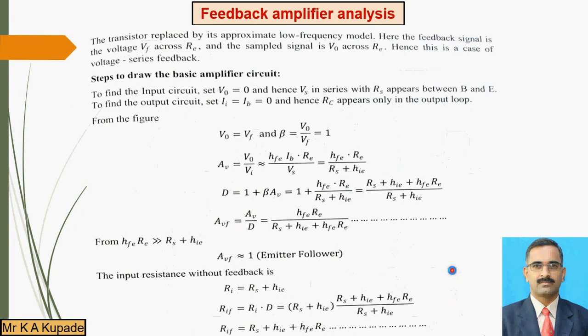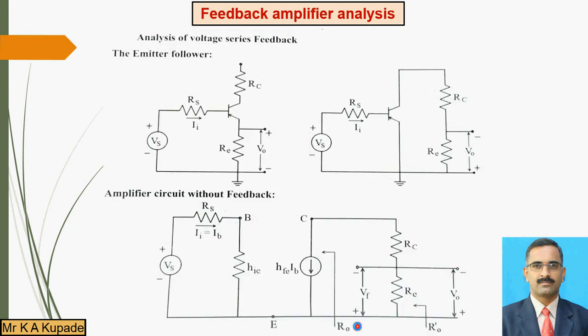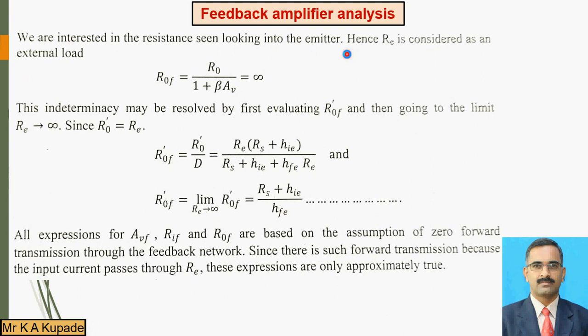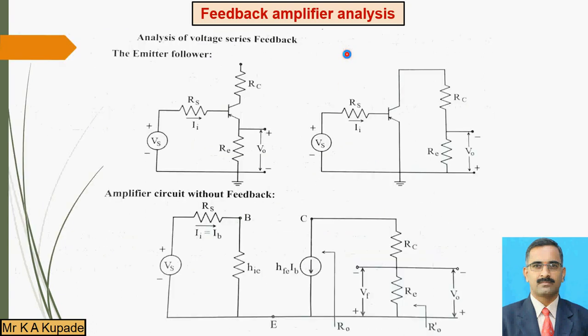See here. Here the transistor is replaced by the approximate low frequency model, as I just showed here. Here the feedback signal is voltage Vf across the RE. See here RE is there, right? Voltage Vf is considered, which is across the RE. Okay, and the sample signal is also at that particular resistance RE, right? So it is shown here.